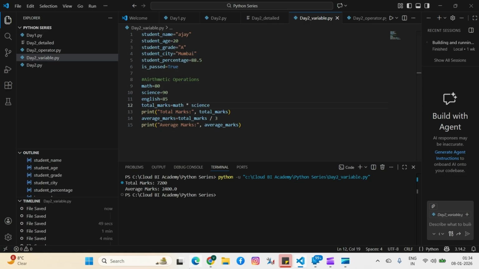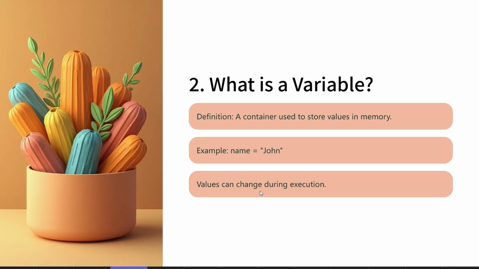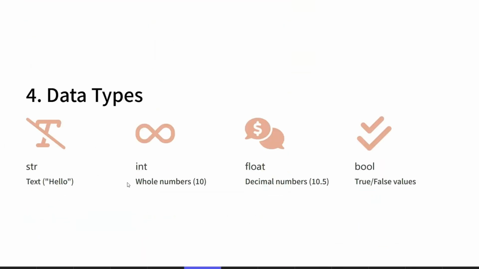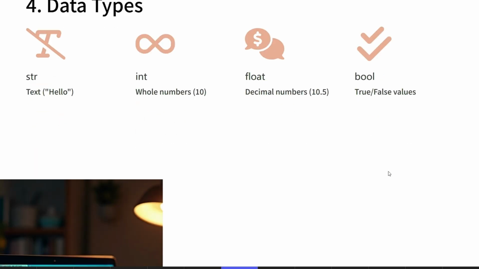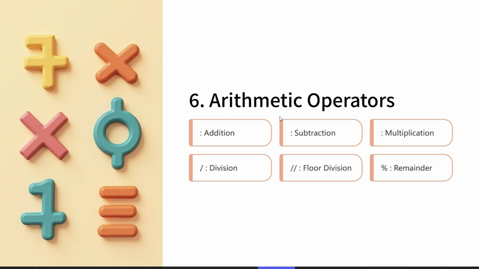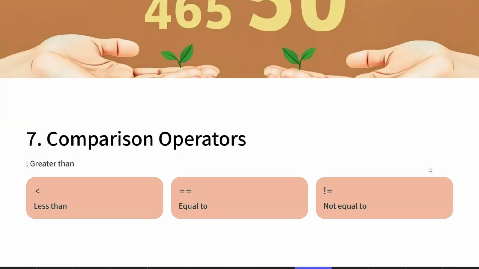If I move to our slide, what type of operators can we use here? First we understand the data types: str for text data, int for whole numbers, float for decimal numbers, boolean for true values. This is the type command we use for checking the data type. Addition, subtraction, multiplication, division, float division, remainder. So these types of arithmetic operators we can use here. Okay.